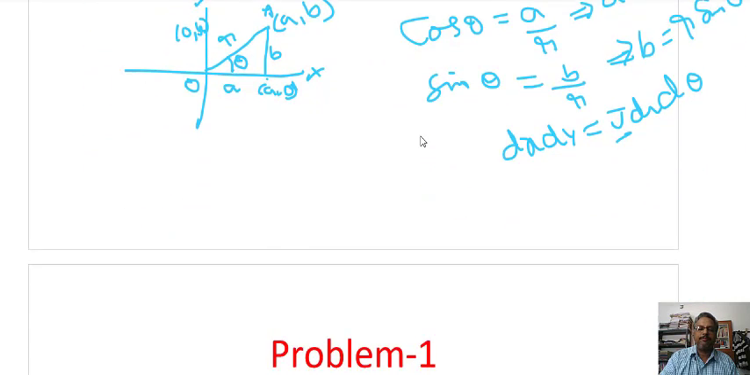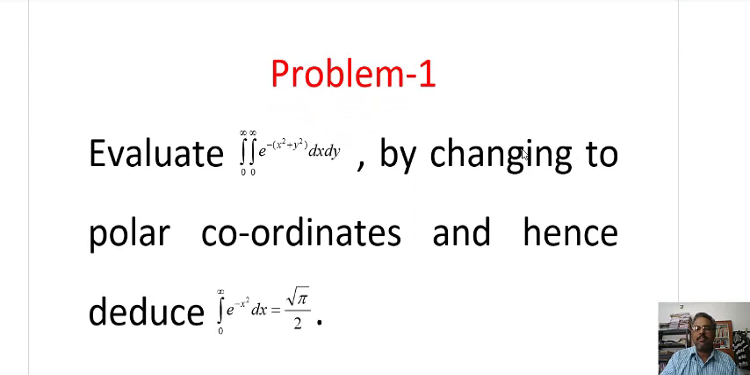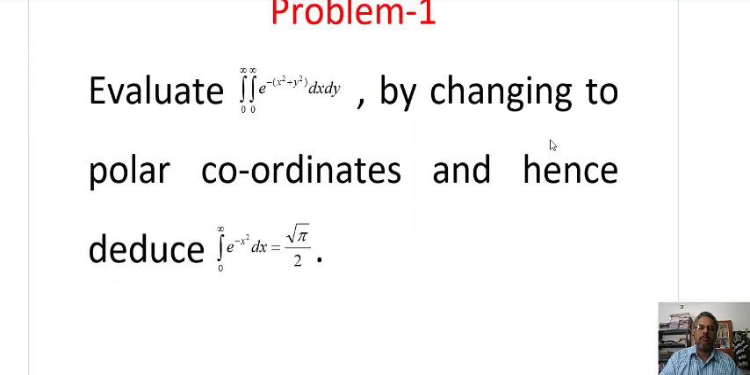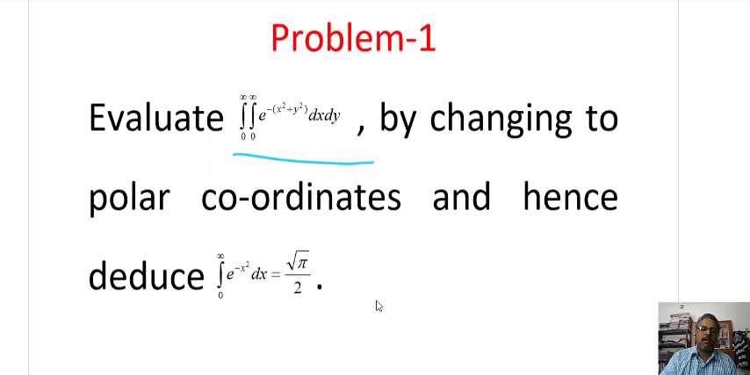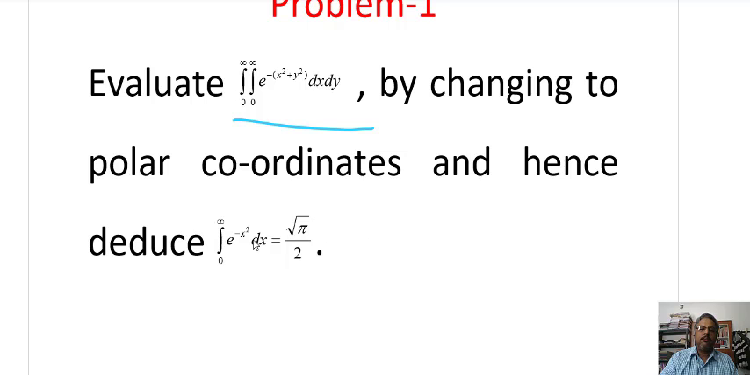Now coming to the problems. Today we will discuss three different problems for changing into the polar coordinates. First problem: evaluate the double integral from 0 to infinity, integral 0 to infinity, e power minus (x square plus y square) dx dy, by changing into the polar coordinates. Hence deduce integral 0 to infinity e power minus x square dx equals root pi by 2. We will discuss that later. First, we will evaluate this integral by changing into the polar coordinates.